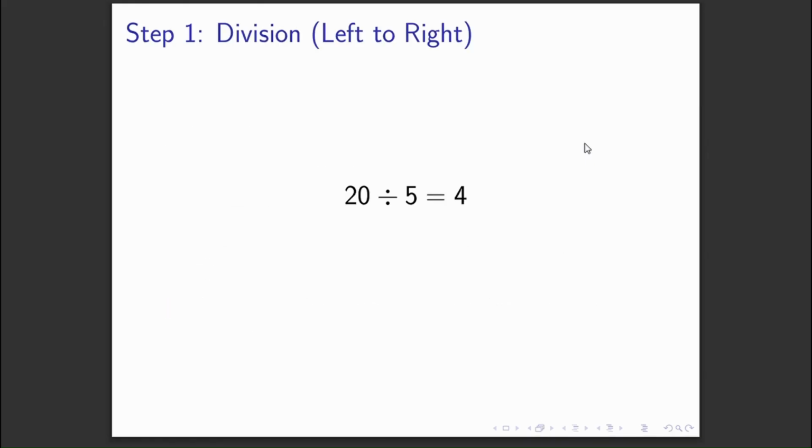So first of all, I'm going to do the division. When I do 20 divided by 5, I will get 4. Similarly, I will substitute the value. I will get 4 plus 7 multiplied by 2.